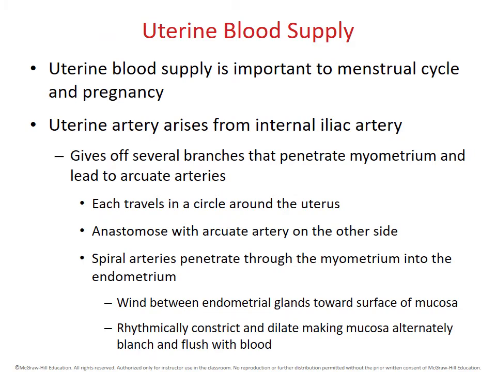The uterus, of course, does need a good blood supply to maintain pregnancy, especially, and provide nutrients, at least initially, until the placenta develops. So we don't want to say much about this. We don't have any terms on our list of terms. I just wanted to remind you that, of course, the blood supply is important.